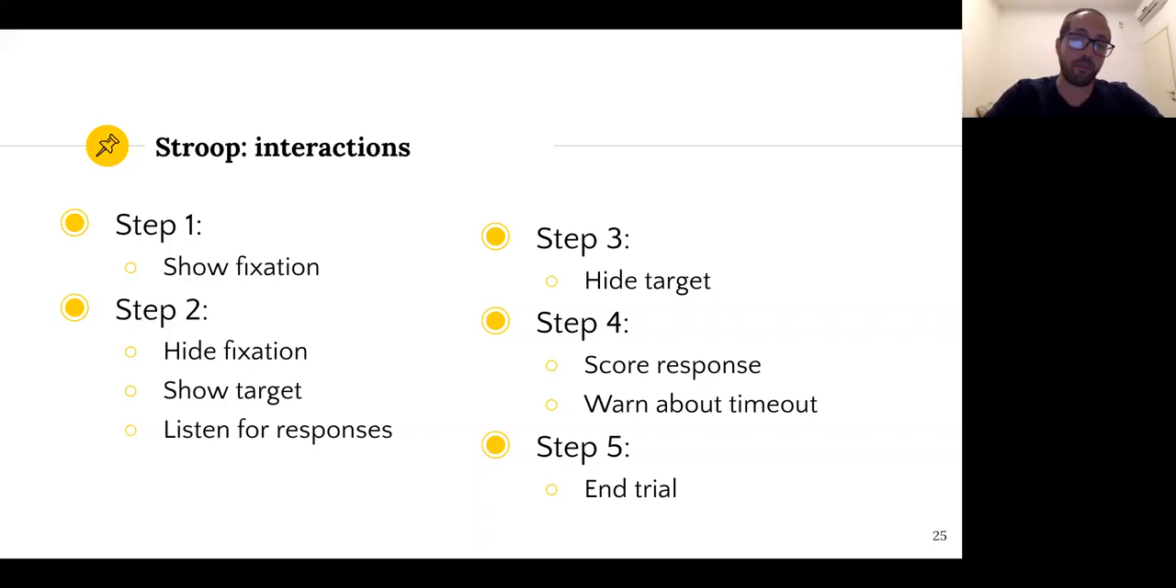Then maybe after we had the target, we want either to score the response or to warn that the time has passed and the person can't respond to that anymore. And finally, we want to end the trial. So a task that seems really simple turns out to have a lot of steps on the way, and we need to account for each of them.